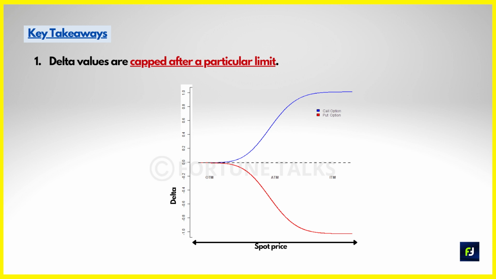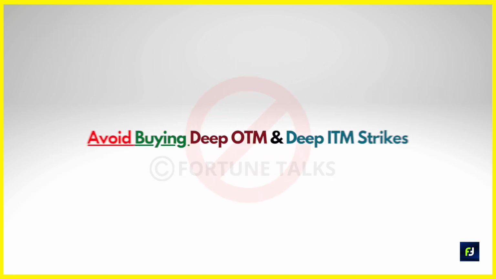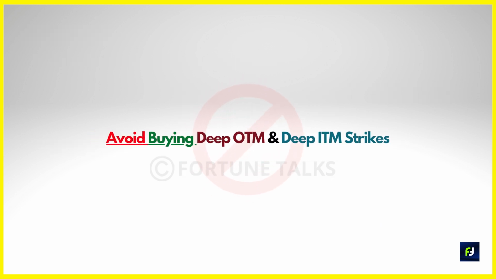particular limit. This means that, irrespective of how much the spot price falls, and even if the call option goes from OTM to deep OTM, the option's delta will cap and remain close to zero. Similarly, even when the delta moves beyond ITM to say deep ITM, the delta value does not change, or it stabilizes and stays at the maximum value of 1. You can notice similar characteristics for put options delta as well. So try to avoid trading on deep ITM and deep OTM options. And I will tell you why.